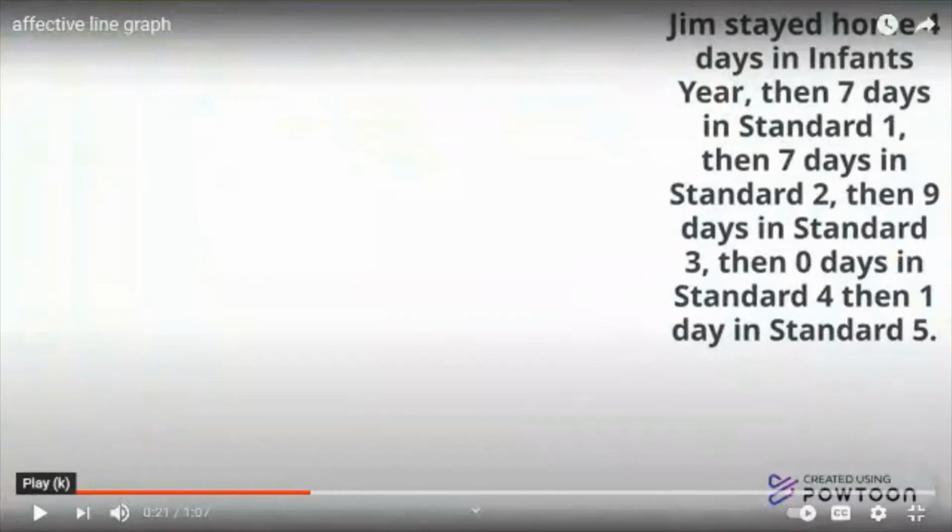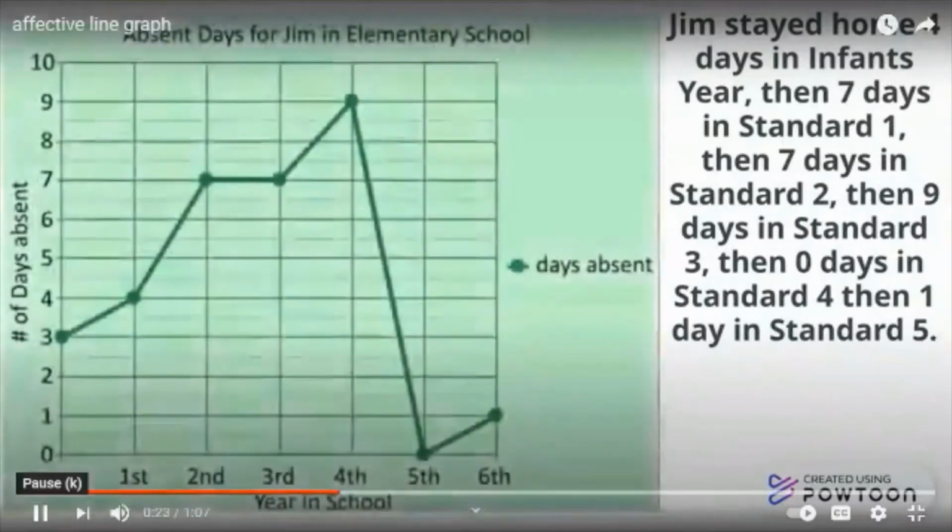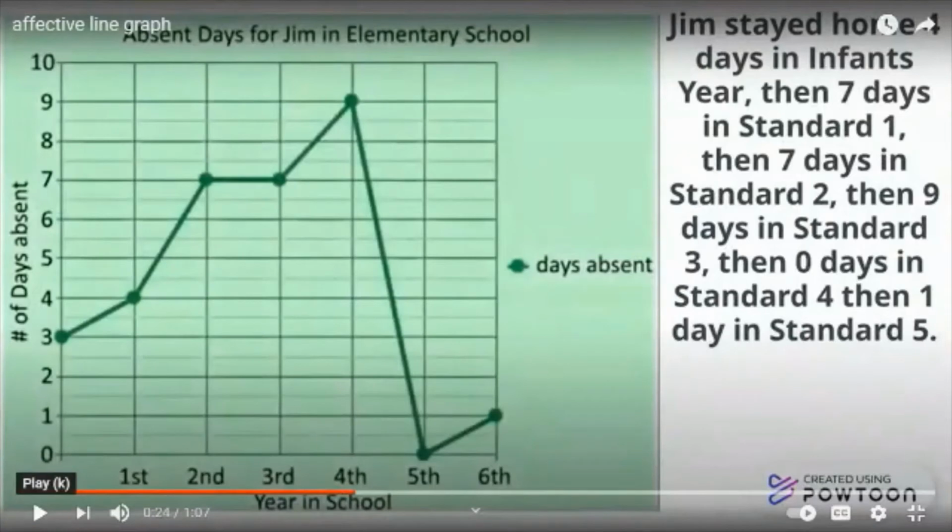Jim stayed home 4 days in infancy, then 7 days in standard 1, then 7 days in standard 2, then 9 days in standard 3, then 0 days in standard 4, then 1 day in standard 5. Now, this information is represented in words, right? This line graph shows the same information represented visually, as an image.